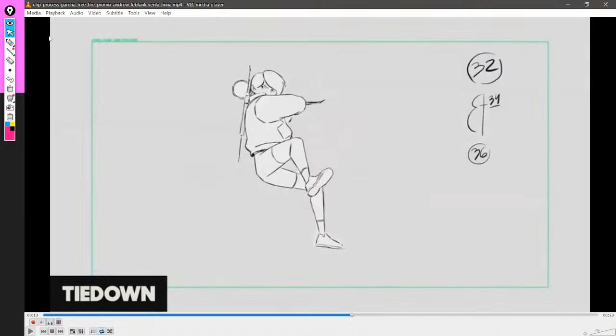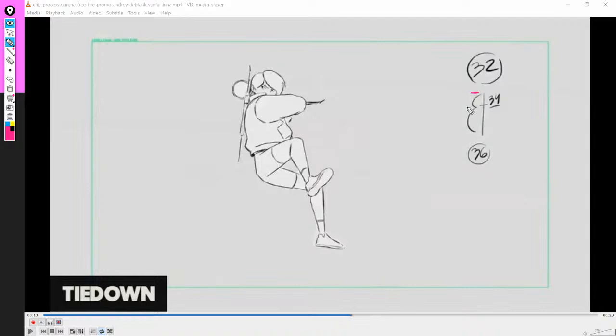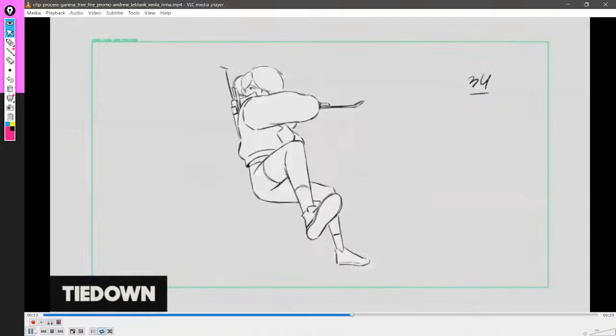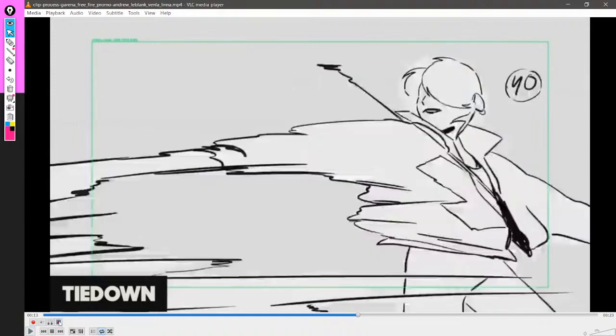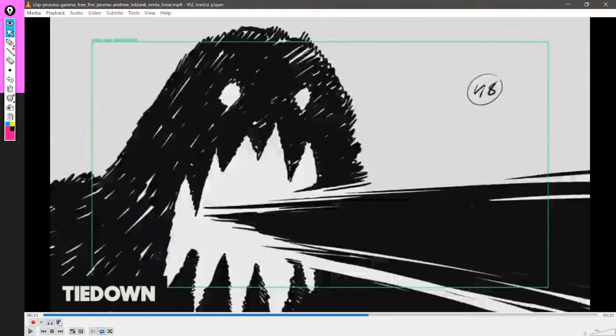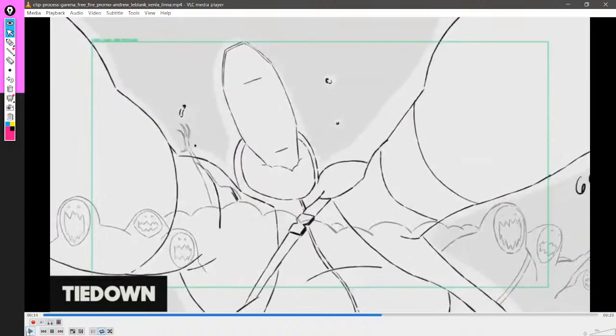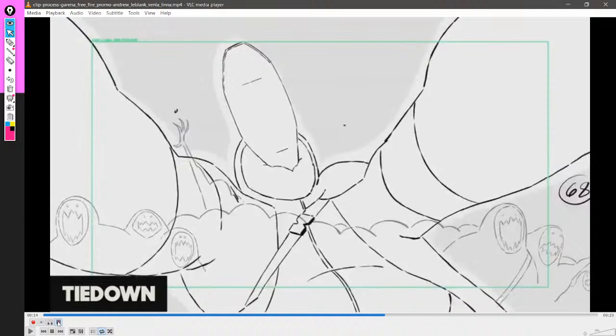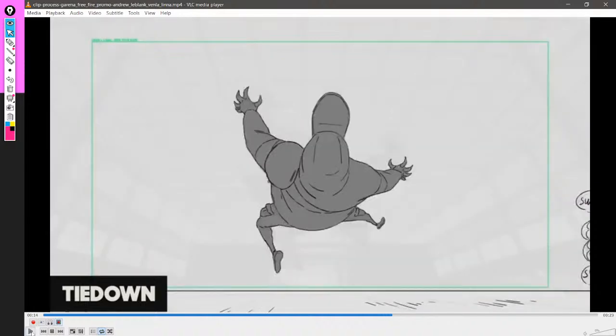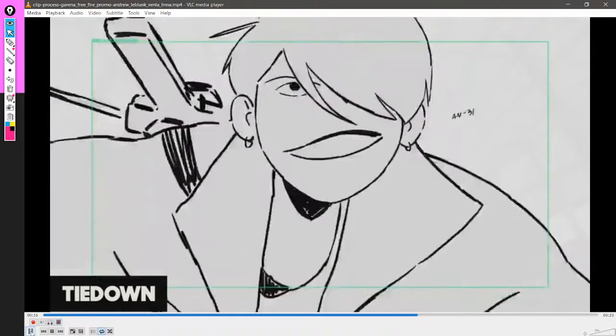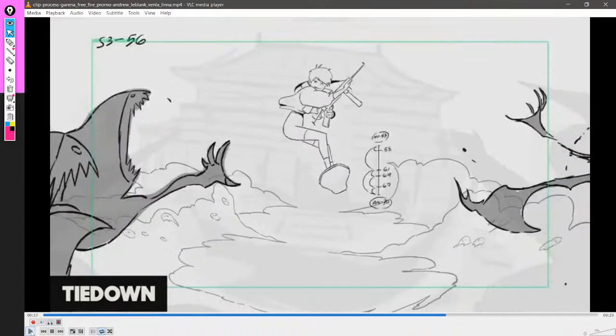Here you have slow out. Oh, I went too fast. 38, 40. Here you have the monster being hit. Here it is, an absolute keyframe right here. This just holds for so long. Such an important keyframe.